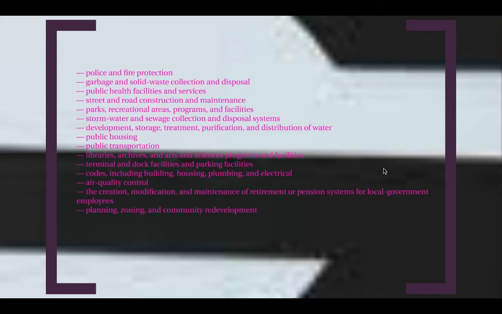Moving right along, here are some examples of special purpose governments that can be set up. Obviously, you see here where it says recreational areas. The Thomaston-Upson Recreation Department would be another example of a special purpose government. So there's a list there that you can look at, and hopefully it'll make sense to you.